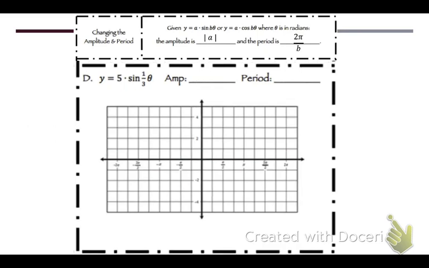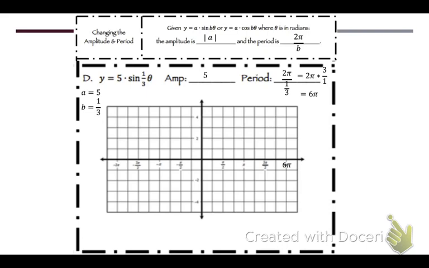Sine. So let's do one more sine one. Now here, my A is 5, my B is 1/3. So my amplitude is 5. My period is 2 pi over 1/3. If you divide by a fraction, it's the same thing as flipping that fraction and multiplying. So that's 2 pi times 3 over 1, which is 6 pi.